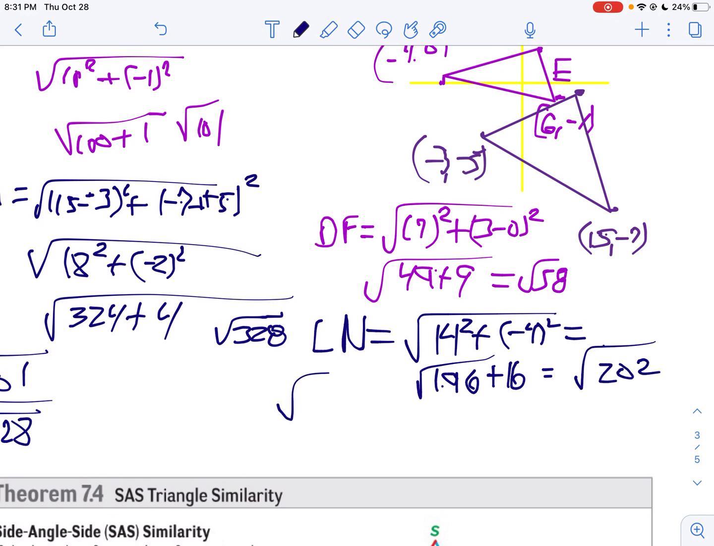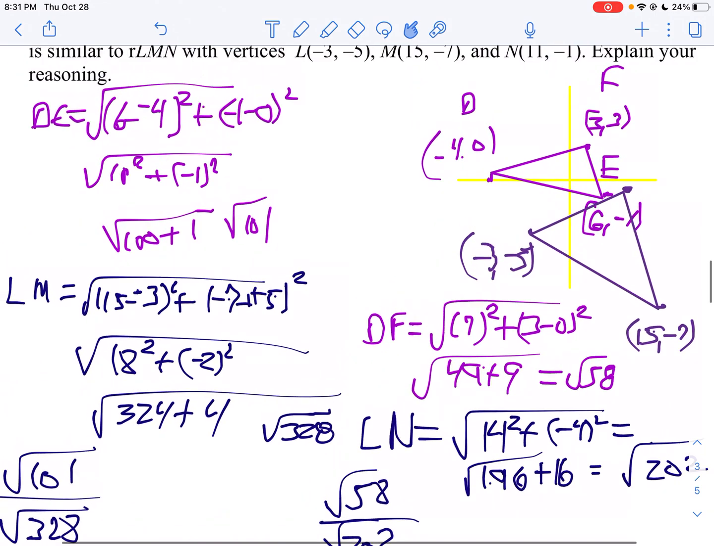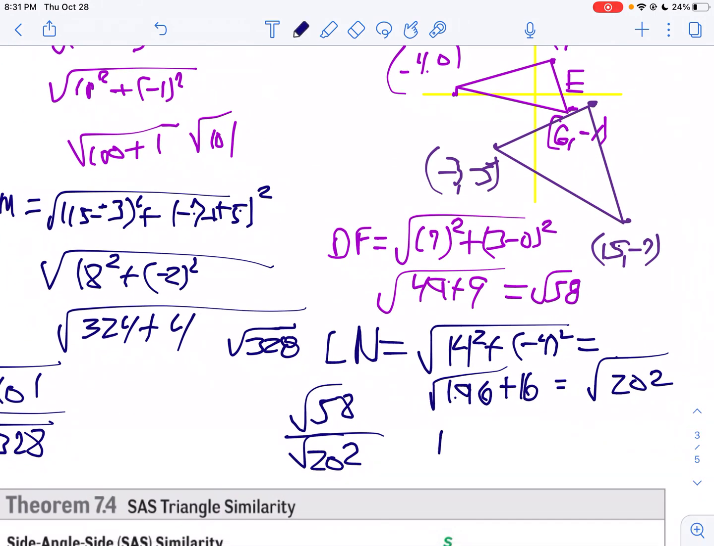Now, is the square root of 58 over the square root of 202 the same? And I would say no, they're not the same. So I'm going to say these are not similar, because the ratios have to be the same. If your first pair of ratios aren't the same, we're done.